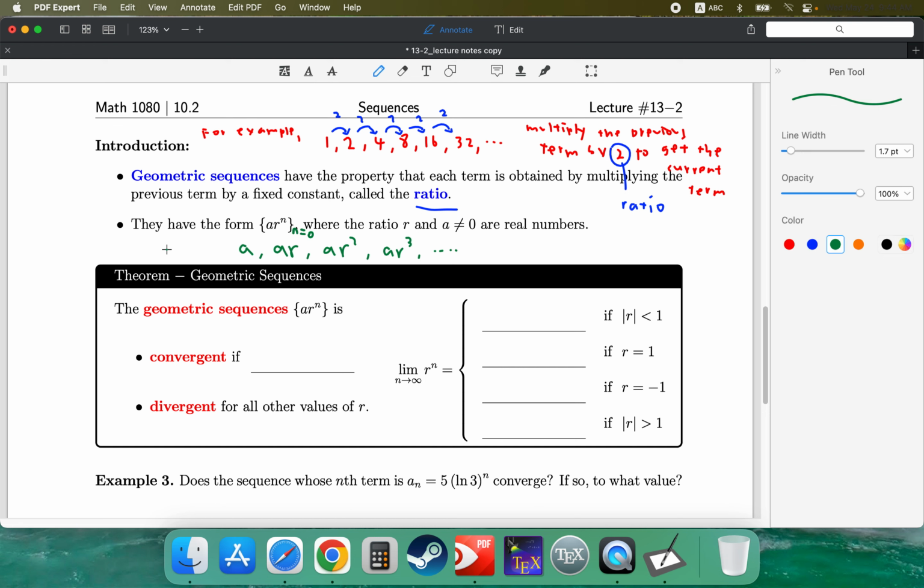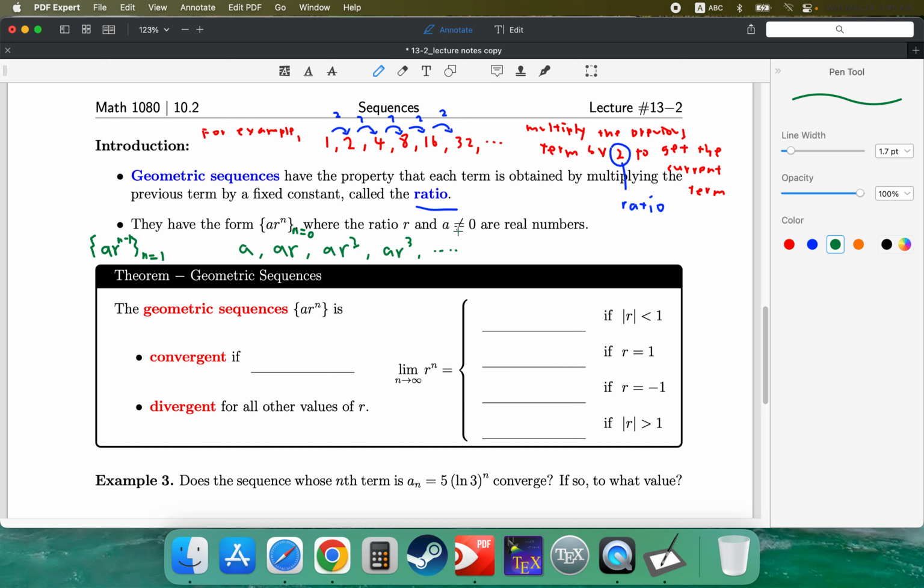Now if you want n to start from 1, then it should be a times r to the n minus 1. So you can see that for the third term, the power is 2, not 3. So 3 minus 1 will give you 2. It really depends on where you start. But anyway, it will be a number a times powers of r, where r is your ratio.